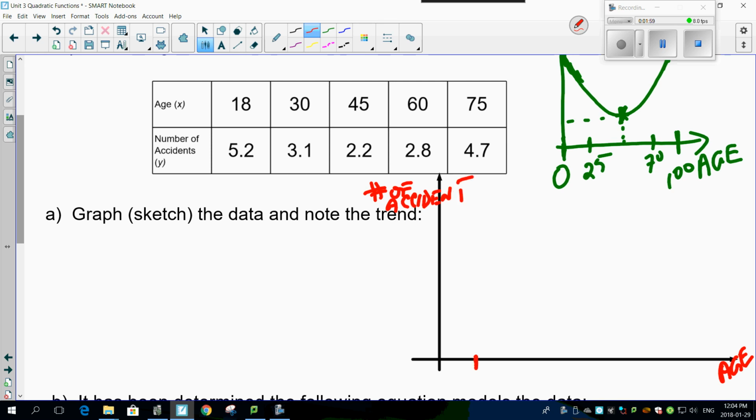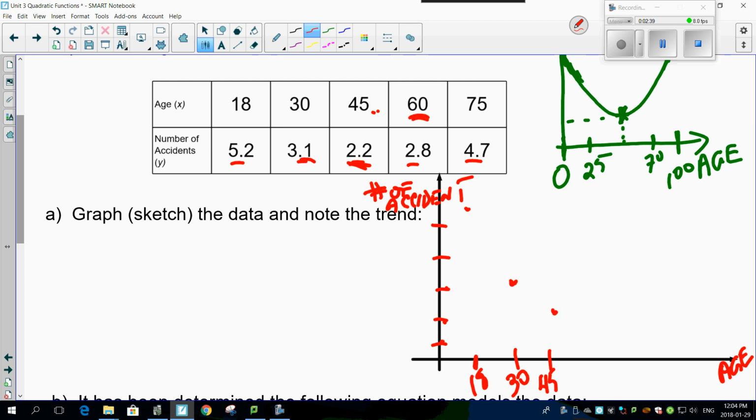I think I already noticed the trend, but I want to show you something. There's 18 right here at about 5.2. So look, we've got 5.2, 3.1, 2.2, 2.8, 4.7. From 5.2, which is about here, to the next one, the age of 30, which is now 3.1, probably around here, to the age of 45, which looks like the lowest. So 45 is about here, at about 2.2, which is about here.